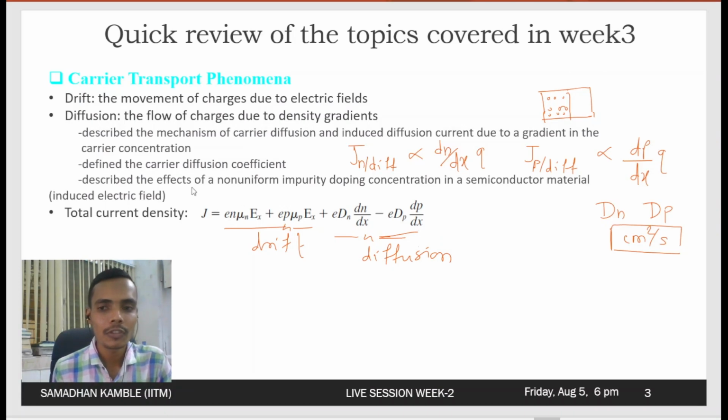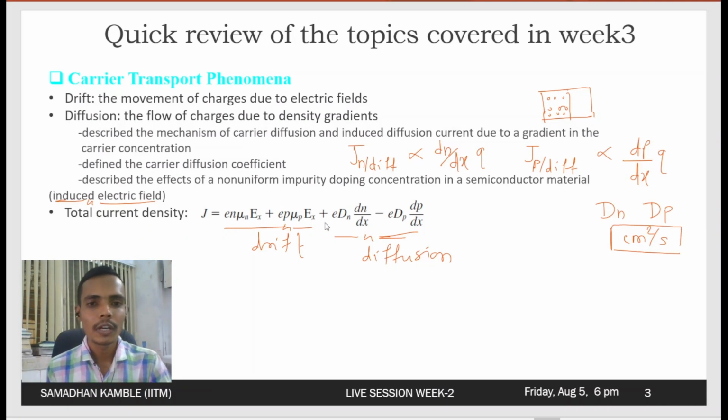We also saw the effect of non-uniform impurity doping concentration in a semiconductor material. When a semiconductor material is uniformly doped, there is no gradient present, but that is in the ideal case. In reality there is no such thing as uniform doping. There is always some non-uniformity present, and owing to that non-uniformity we get effects in the semiconductor material. These are the so-called induced electric field because of non-uniformity in the impurity doping. So the total current density you can see here.